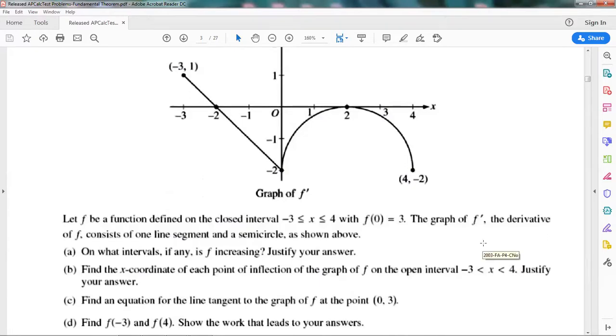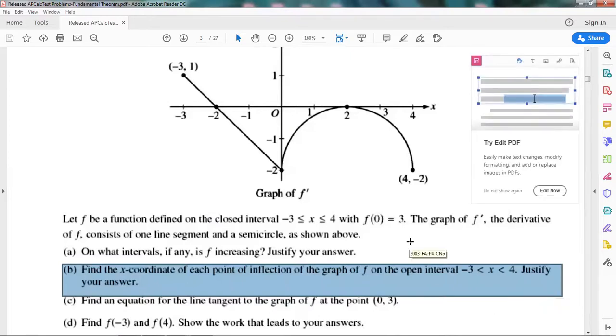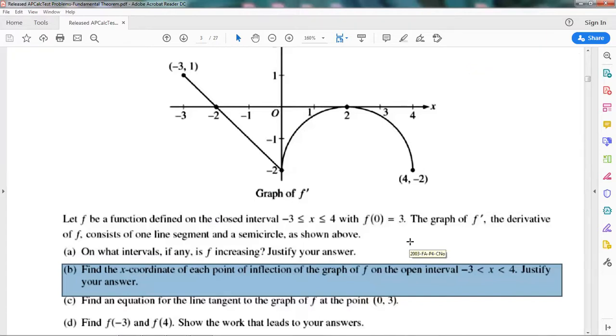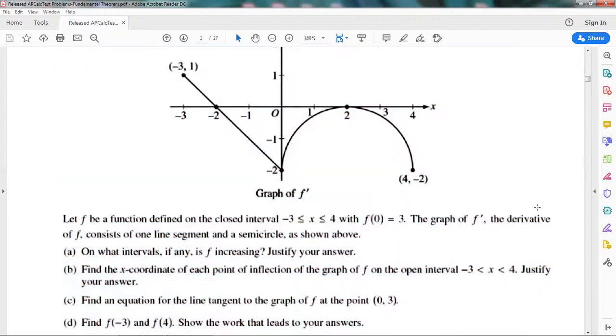we answered question A. Now we're going to answer question B, correct? This one. So, find the x-coordinate of each point of inflection of the graph of f on the open interval (-3, 4). Justify your answer. So on all this interval, -3 to +4, right? We have to find the inflection points.